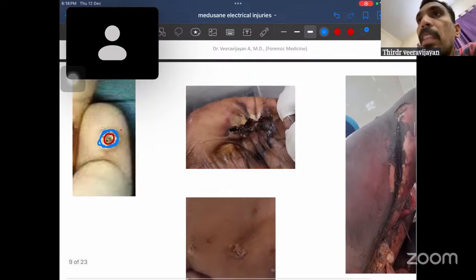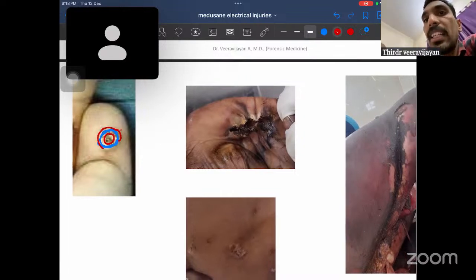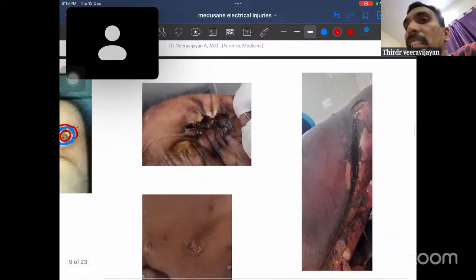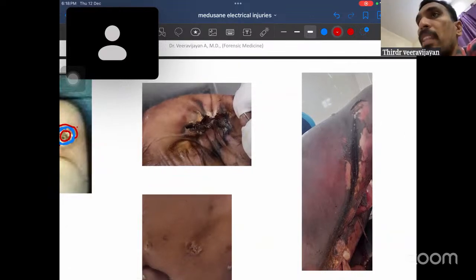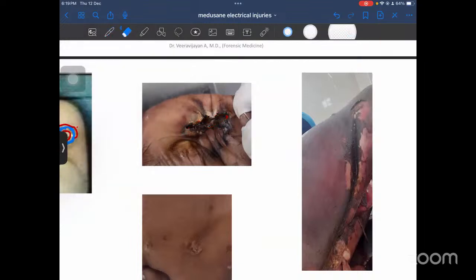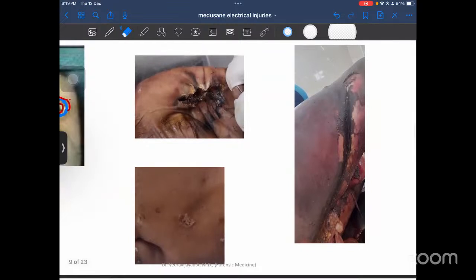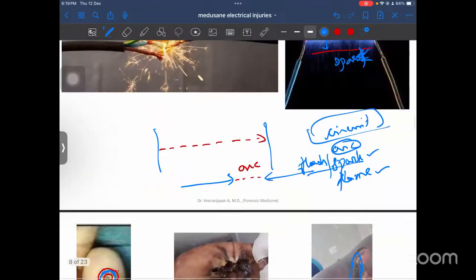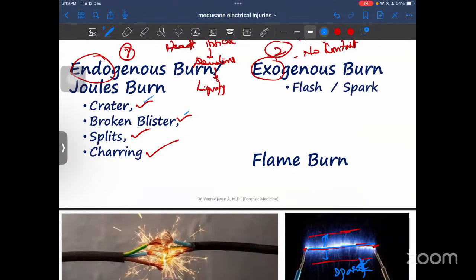Sometimes there will be blanching of skin around this crater surrounded by a hyperemia. These are usually rare. This is one type of Joule's burn where the skin is lacerated. Here, see, this is lacerated skin. We can say it as splits. Then sometimes this Joule's burn will take the shape of the conductor. Here, electric wire. This is the Joule's burn. So Joule's burn may be a crater, broken blister, or splits or charring.